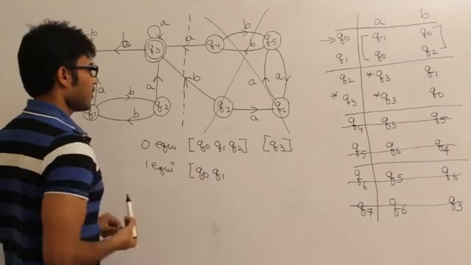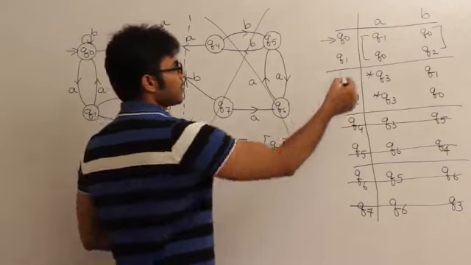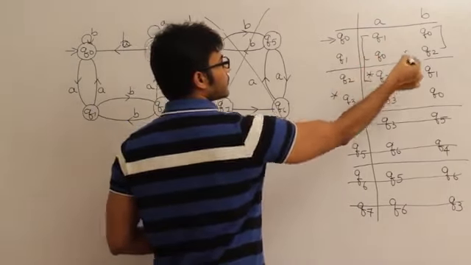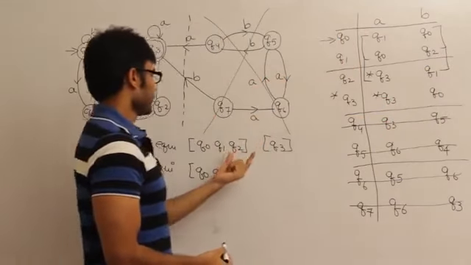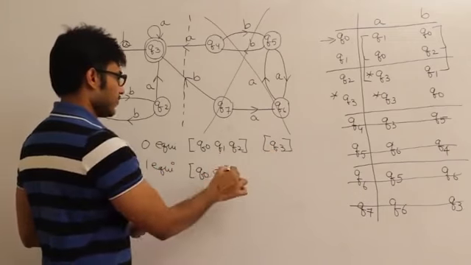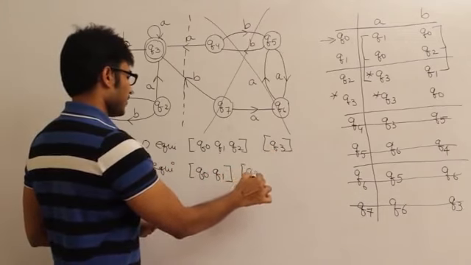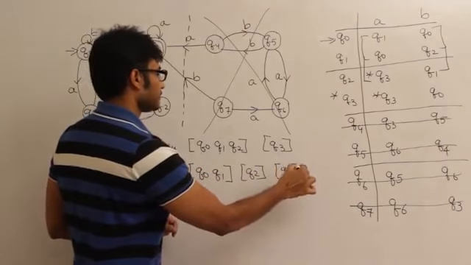Q0 and Q1 are 1 equivalent. Now, what about Q2? Let us compare Q0 and Q2. Q0 and Q2 are going to Q1 and Q3, which means they are going to different groups. Therefore, Q2 is not 1 equivalent with Q0 or Q1. So this is what I get.